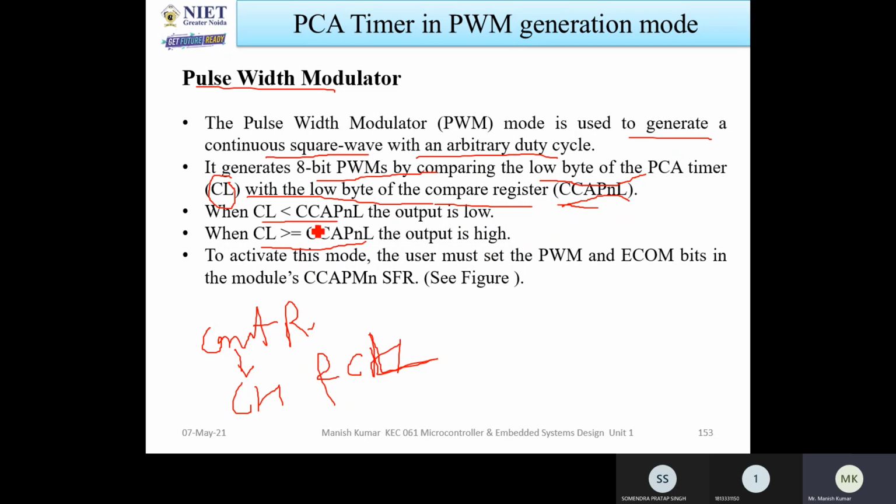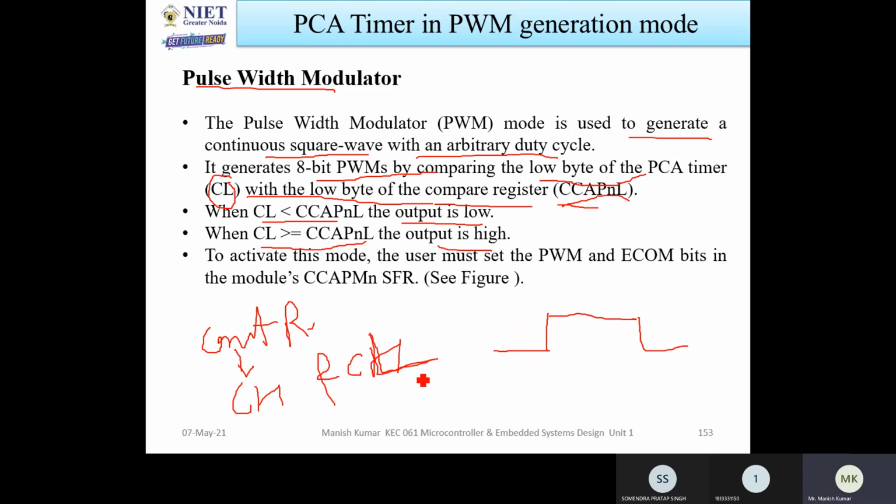When CL is less than CCAPnL, the output is low. So in that condition, you are getting the output like this. When CL is greater than or equal to CCAPnL, the output is high. It means that you are getting the output like this. When you combine them, you can get the square wave like that.